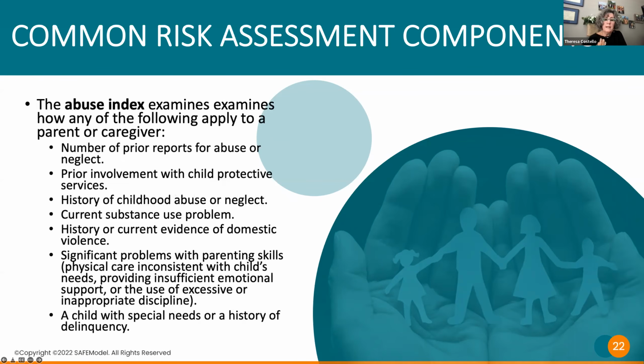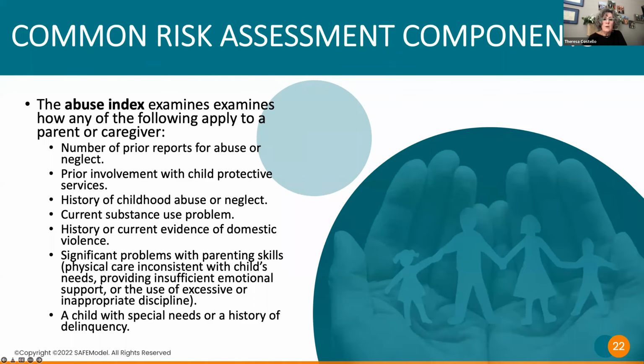In an abuse index, again, both are going to be used in all cases, but there are some similarities and some differences. The number of prior reports for abuse or neglect is one that we see, prior involvement with CPS, a history of childhood abuse or neglect, a current substance abuse problem, any history or evidence of domestic violence, significant problems with parenting skills, and a child with special needs or a history of delinquency. So those are factors that have been determined to be the right factors to help us determine what the likelihood of future maltreatment might be.